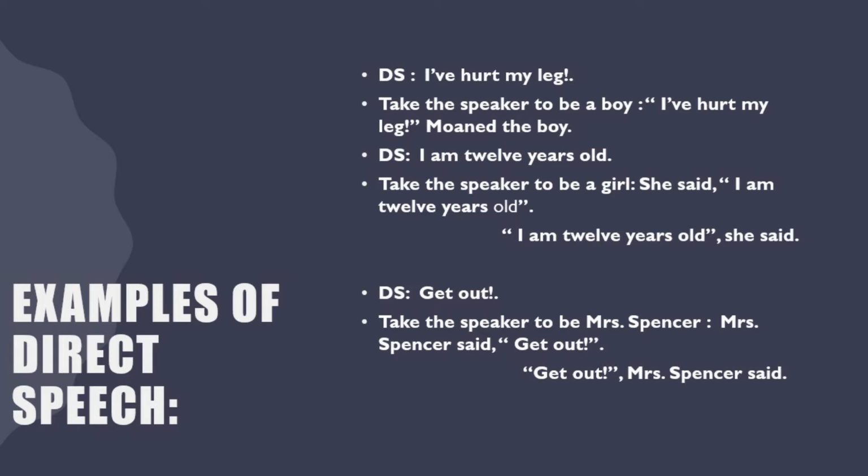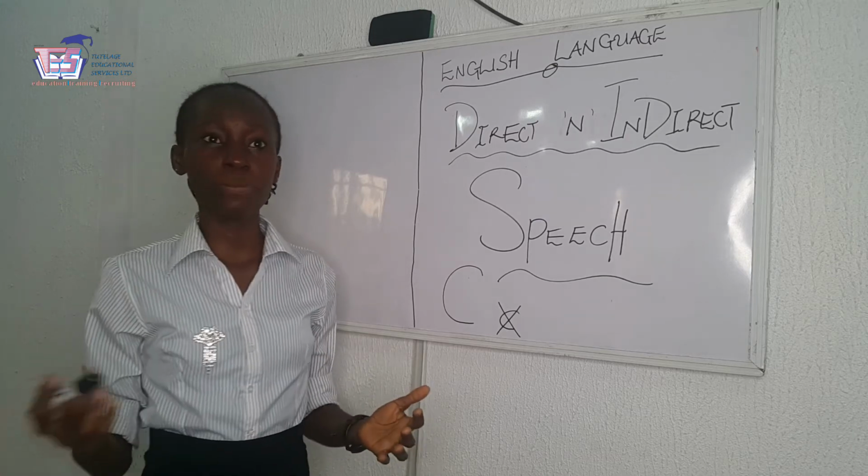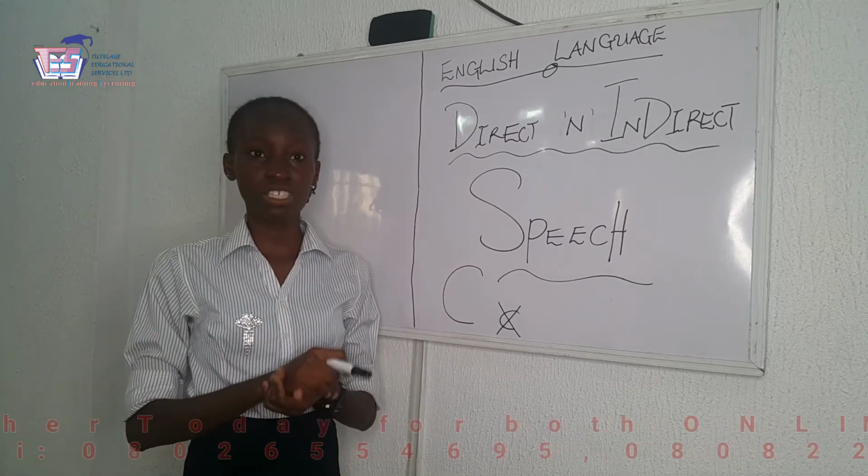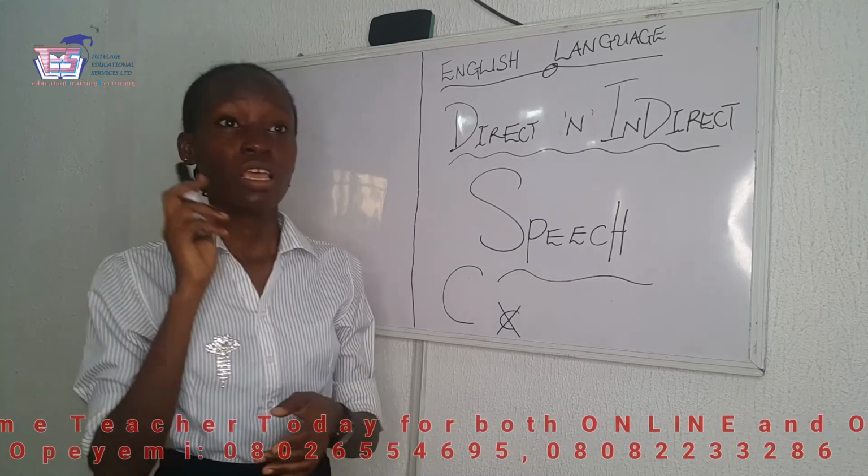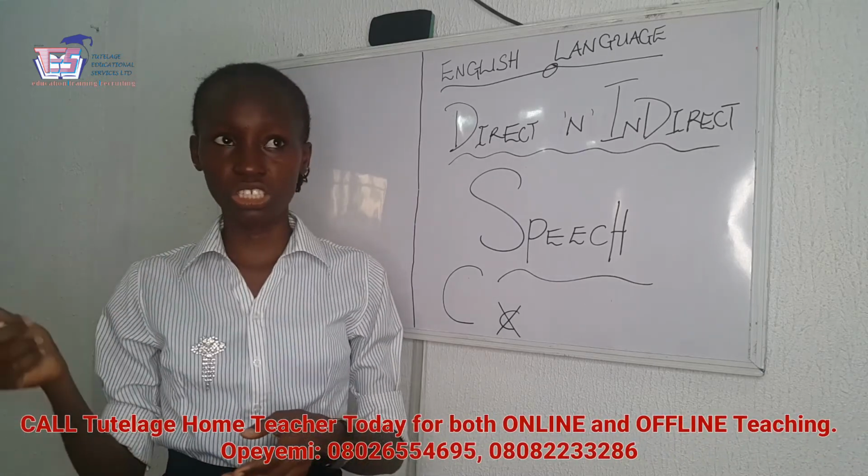So the second example of direct speech is, "I am 12 years old." Take the speaker of the speech to be a girl. She said, "I am 12 years old." Or, "I am 12 years old," she said. And the third example we have in our direct speech is, "Get out." Take the speaker to be Mrs. Spencer. Mrs. Spencer said, "Get out." "Get out," Mrs. Spencer said. So those are the three examples I have given to you in direct speech. I think you can now understand that in direct speech, the verb does not change.